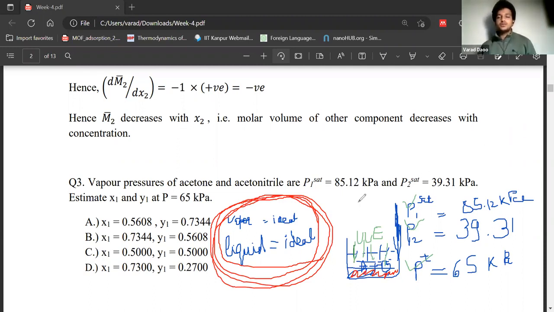Nobody has any question? Any problem in understanding the question, what is asked? Okay, so I'll give you a couple of minutes to solve it.